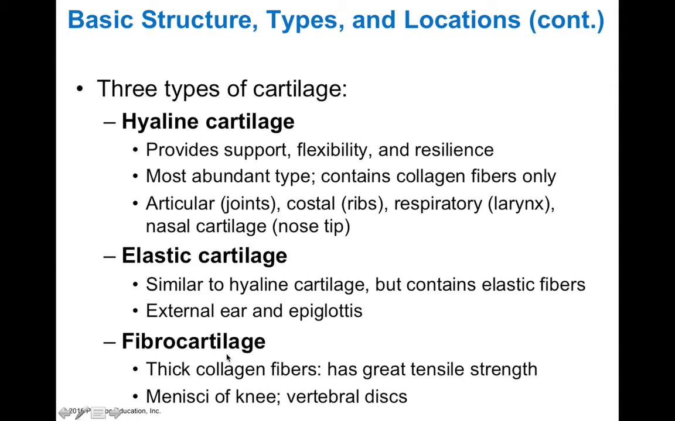Now, fibrocartilage is the toughest of these three types, and it's tough because you've got thick collagen fibers here that give it a high tensile strength. So you find fibrocartilage in joints that need to resist a lot of compression force and a lot of potentially deforming damage. So you find fibrocartilage in the menisci of your knee, as well as the intervertebral discs along your spine, which makes sense because it can resist that compression force.